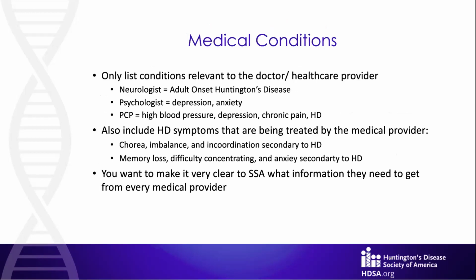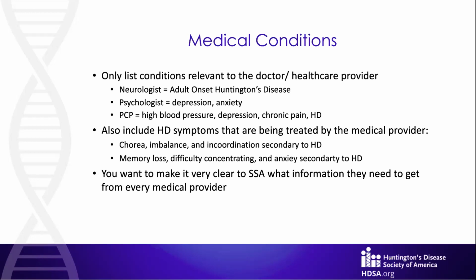For medical conditions, only list conditions relevant to the doctor or healthcare provider. Again, if you see a clinic system, that might be a lot of medical conditions because then you have to include everything for all of your doctors. But when you're thinking about this, if you're seeing a neurologist, they're likely treating you for your adult onset Huntington's disease. If you're seeing a psychologist, that can be for depression or anxiety or adult onset Huntington's disease. If you're seeing a PCP, they're going to treat you for things like high blood pressure, depression, chronic pain, possibly HD, just generalized care. So you want to make sure the medical condition matches up with the doctor you're seeing.